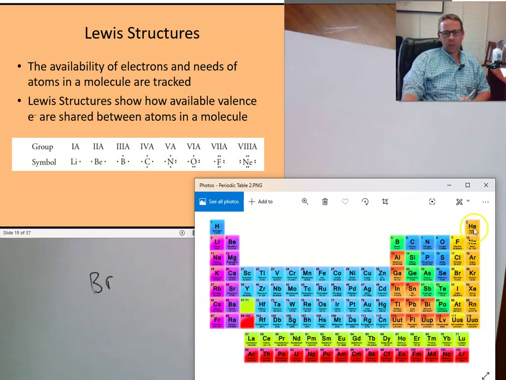Essentially, we can look at the column here. This is the 8th column. If we start here, 1, 2, skip all these, 3, 4, 5, 6, 7, 8. If we just count our representative elements, those 8 like that, then that column indicates the number of valence electrons that are on that atom.